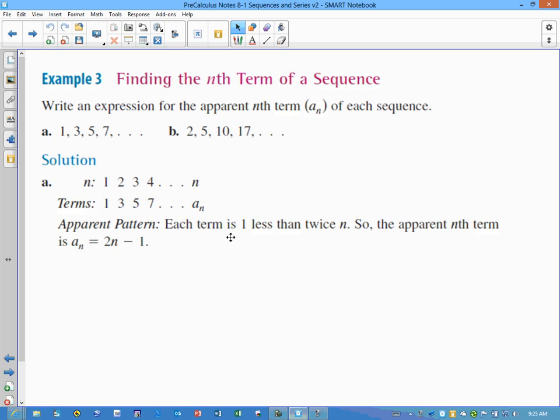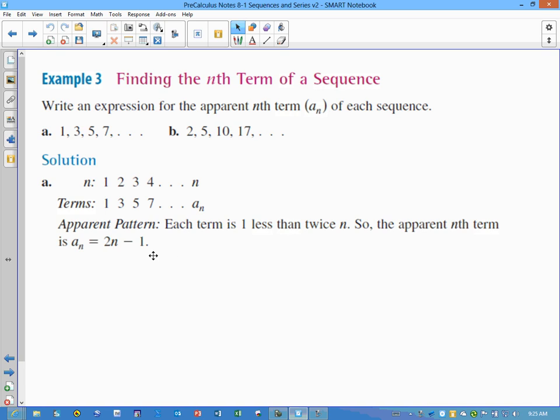So the apparent pattern here is if we double the n and then subtract 1, you will get the correct term. So for example, 4, if we double it, we get 8, and that's 1 more than the number we wanted. 3, we double it, we get 6, that's 1 more. 2, we double it, we get 4, that's 1 more than what we wanted. So the apparent pattern is 2n minus 1. That would be our general term.